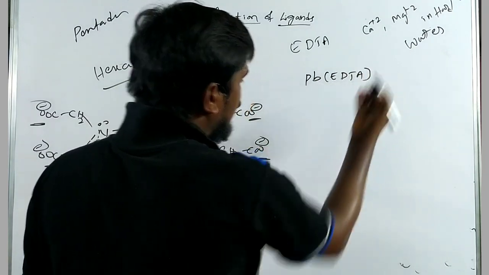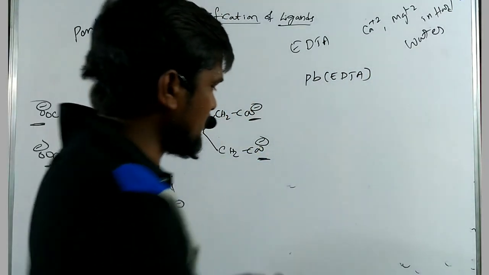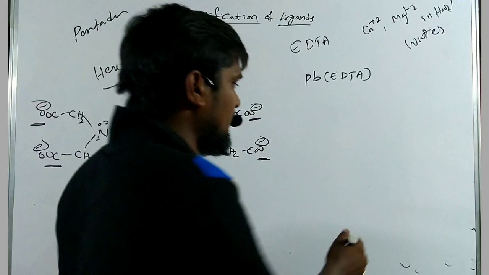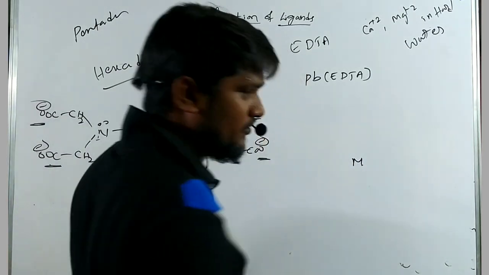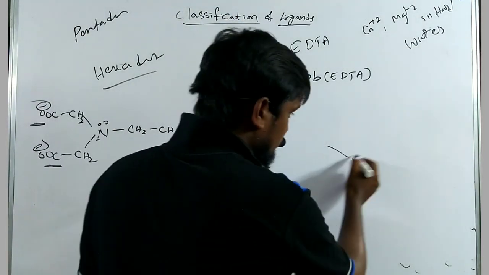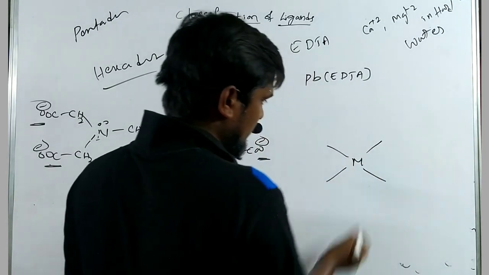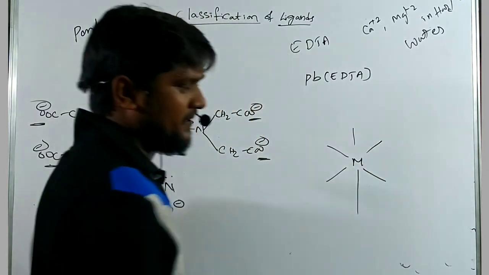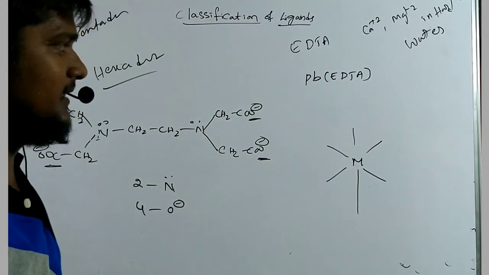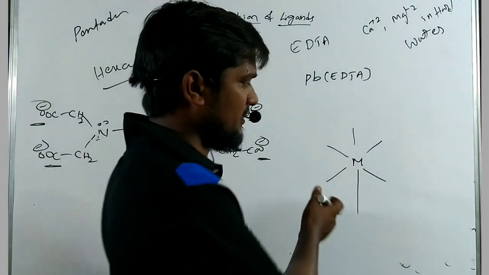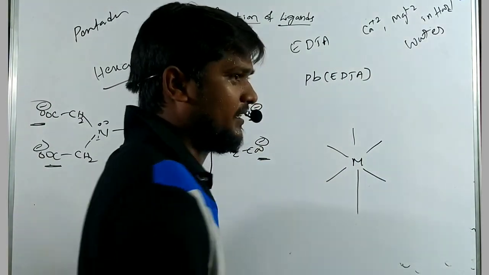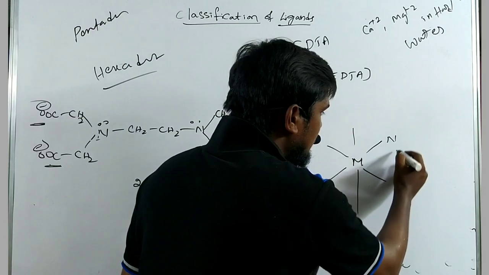So the general representation of EDTA with metal is like this. So be careful. Now here it is an octahedral complex. We will discuss it further in bonding theories like Werner's and Sidgwick's theory. We will give clarity about the octahedral structure.